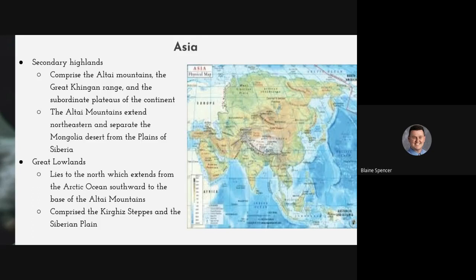So what we see is that the Mongolian desert and the plains of Siberia are separated by the Altai Mountains. The plains of Siberia are up here, and the Mongolian desert is down here, separated by the Altai Mountains right here.